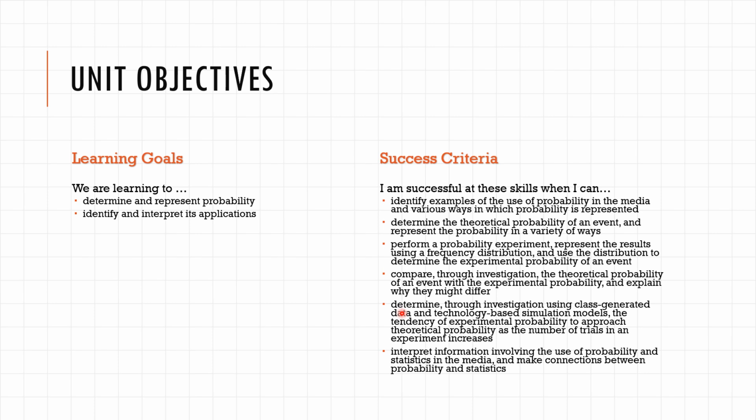Getting closer to the end of our success criteria here, when you can determine, through an investigation, the tendency that experimental probability has to approach, to get closer and closer to theoretical probability as you try the experiment many more times. And finally, and this is probably the most important one, interpret information that involves using probability and statistics, especially when it's given to you in the media, and make connections between what probability means and what the differences and similarities are between that and the word statistics.